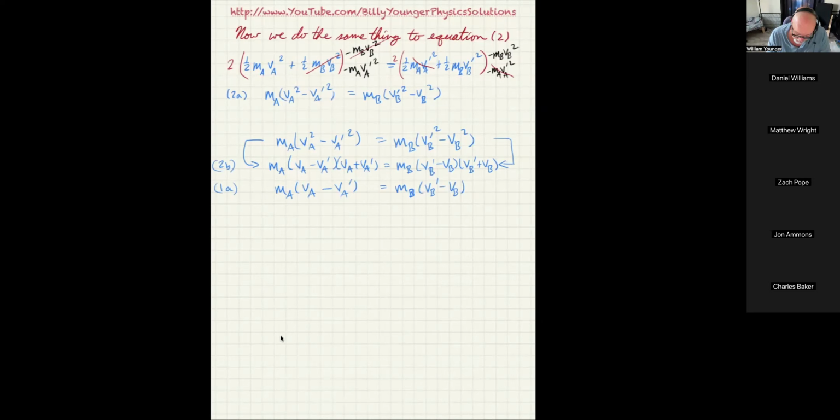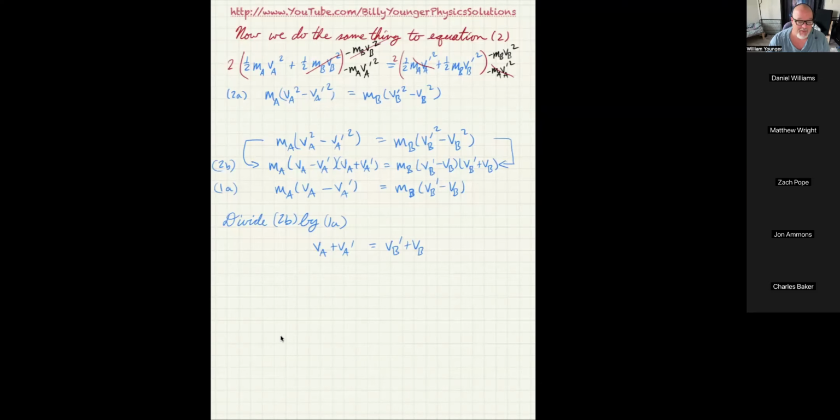What we're now going to do is I'm just going to divide 2b by 1a. Okay. You can see what happens when I divide. Basically, what we're going to get is the MA and the MB is going to cancel out, and the minus one's going to cancel out. So all I'm left with on the left-hand side is VA plus VA prime, and all I'm left with on the right-hand side is VB plus VB prime plus VB.